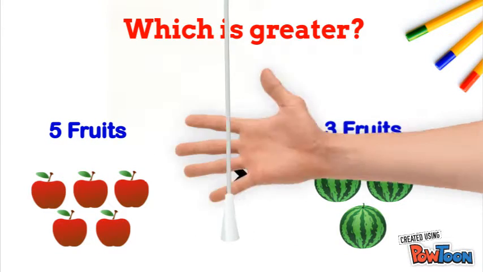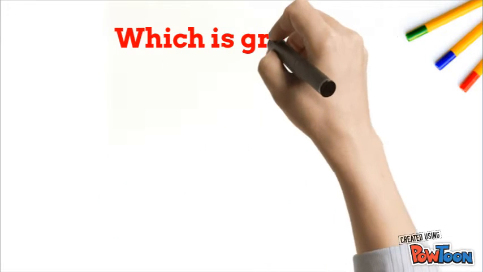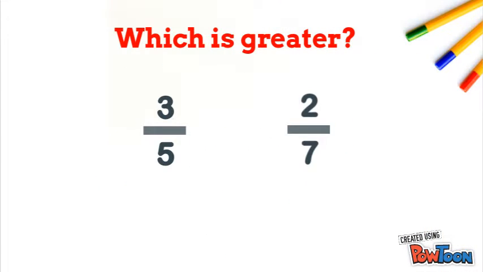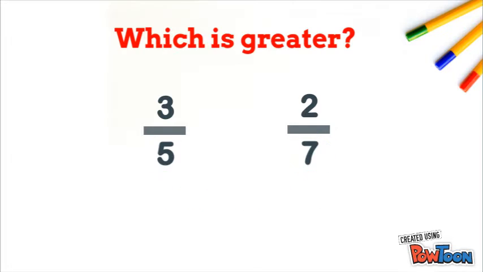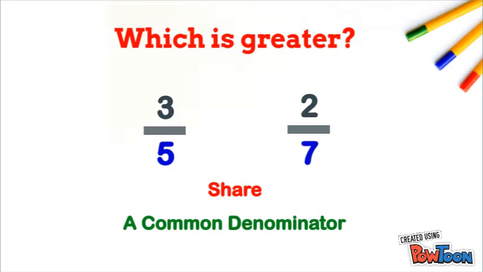Now let's have a look at these two fractions, 3 by 5 and 2 by 7. Can you tell which of these fractions is bigger just by looking at them? No, we cannot. This is because they are unlike fractions and they don't have any common element. Two fractions can be compared with each other only when they share a common denominator.